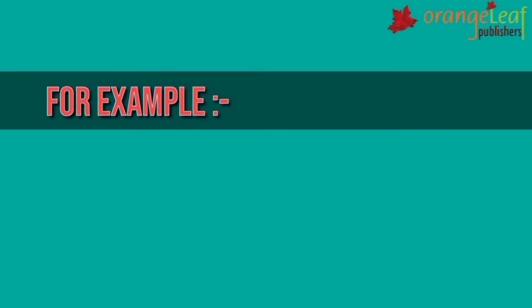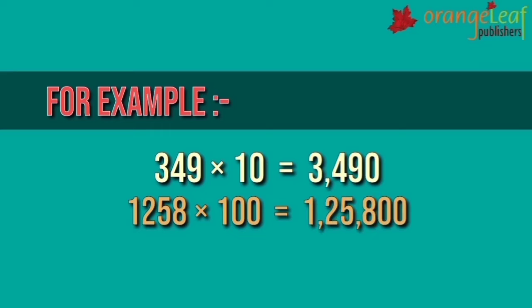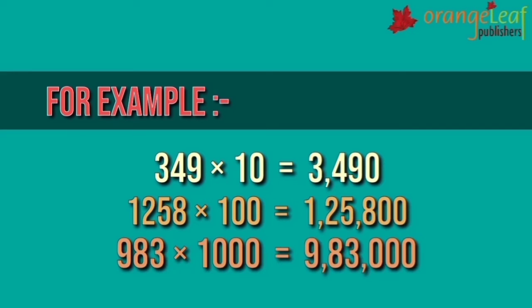Property number 6. When we multiply a number with 10, 100, 1,000, etc., the answer would be the number and adding the zeros respectively. That is 1 zero, 2 zeros, 3 zeros and so on. For example, 349 into 10 will be equal to 3,490. 1,258 into 100 will be equal to 1,25,800. 983 into 1,000 will be equal to 9,83,000.